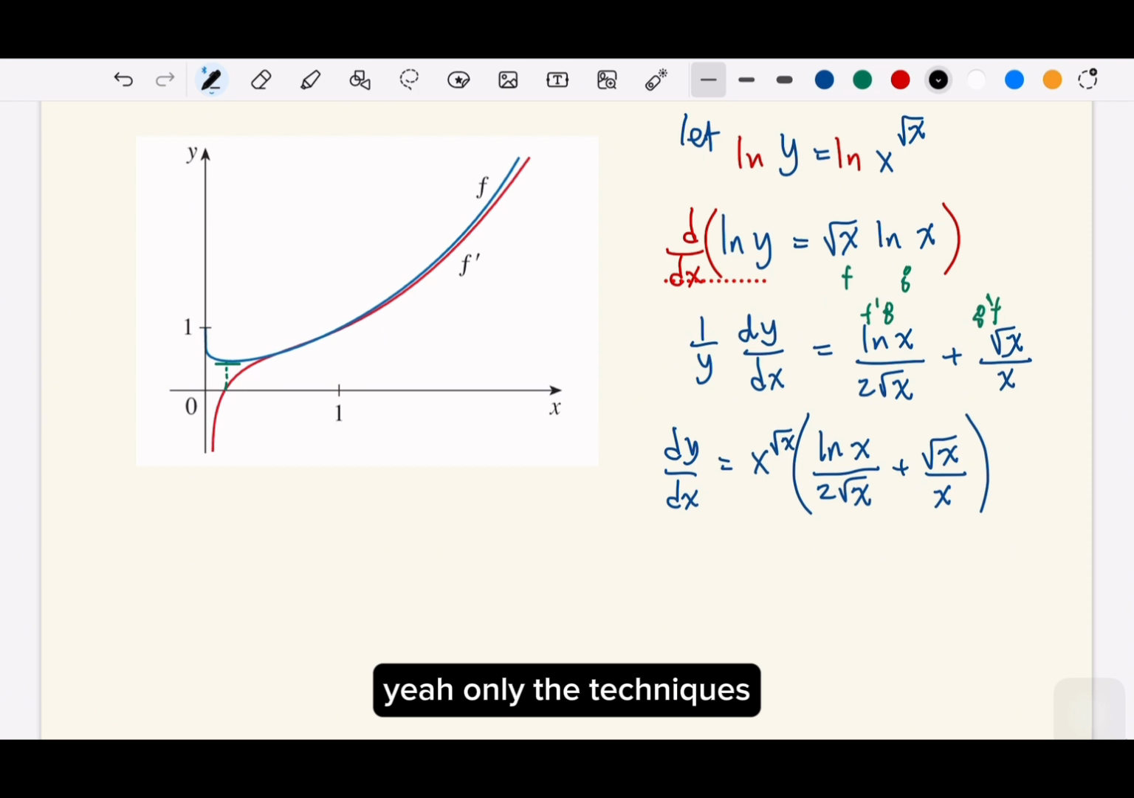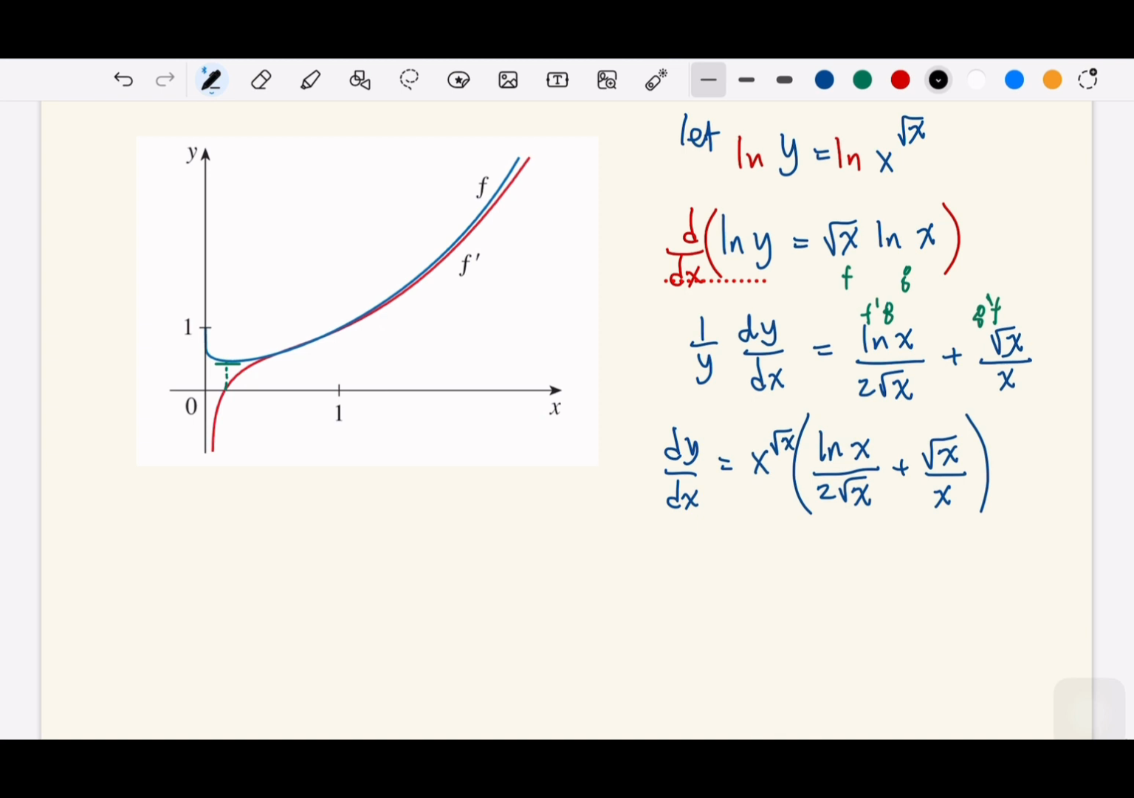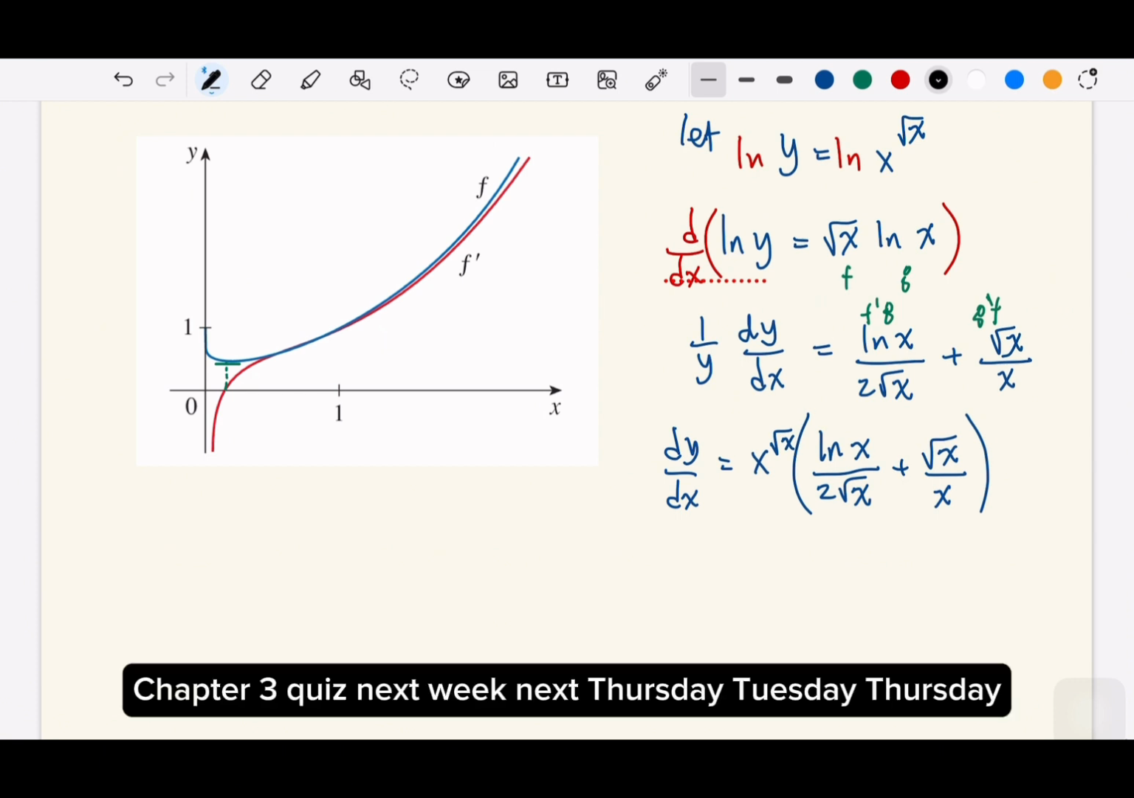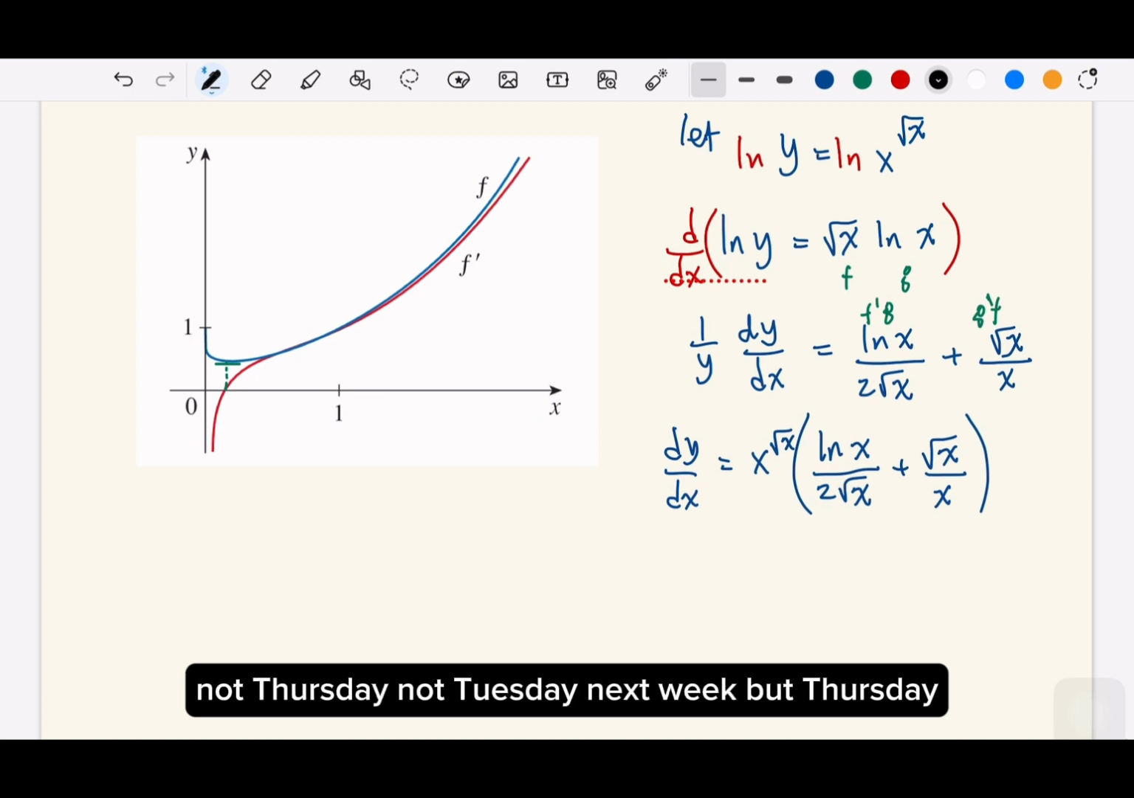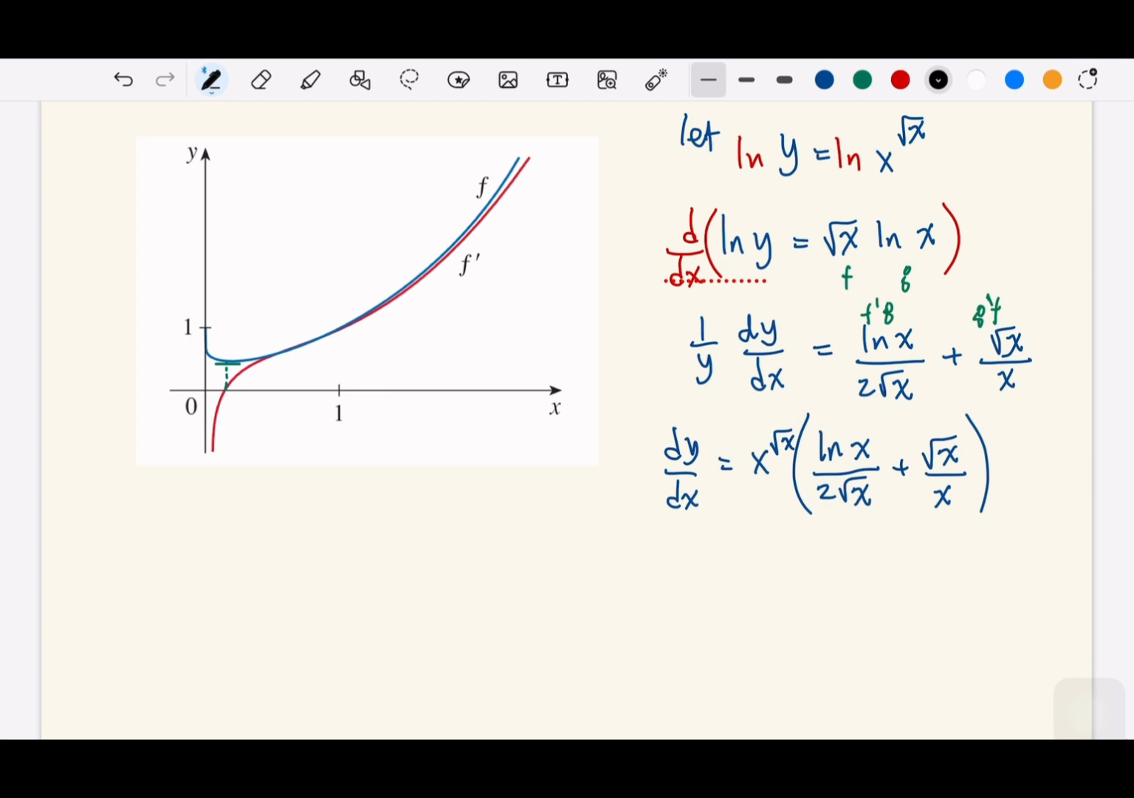Is this chapter 3? Is it 3? And the quiz next week is chapter 3. So do we not have a quiz for chapter 3? I think you already have. You already have. Oh, the first one is what? Yeah, chapter 3, quiz next week. Okay, next Thursday. Okay, Thursday, not Tuesday. Next week, but Thursday. Okay.